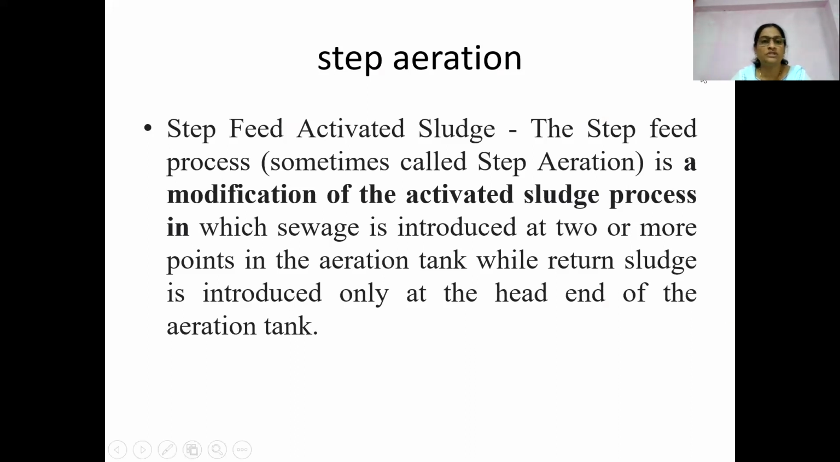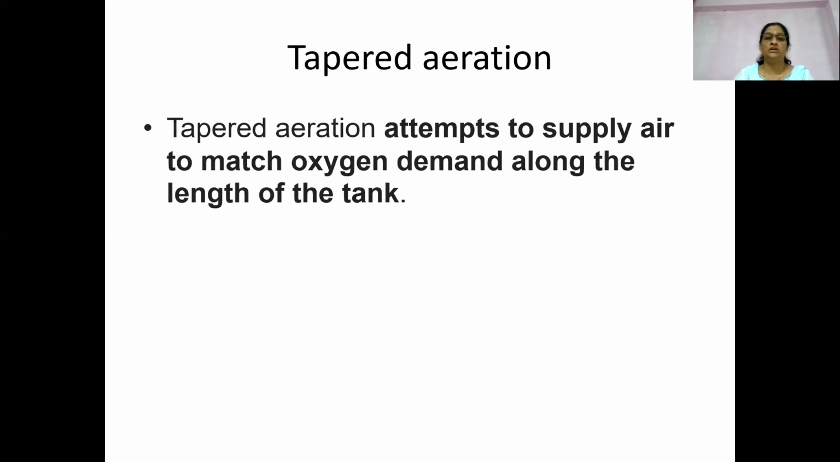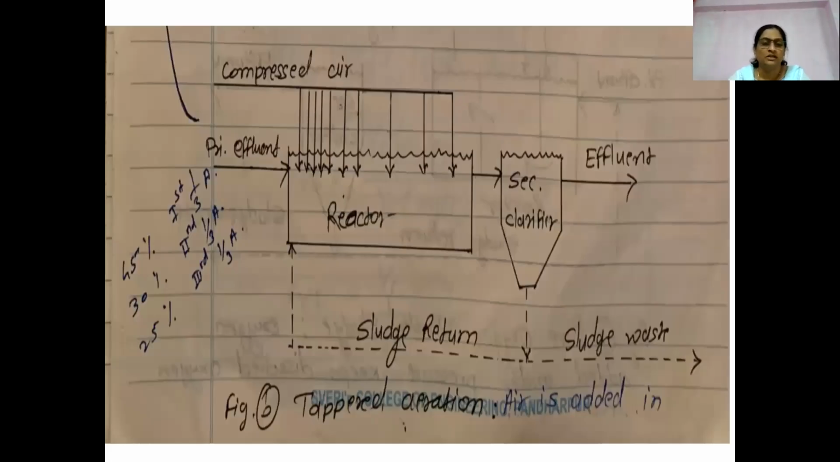So next one is the tapered aeration. The first one we have discussed is step aeration. The step aeration process is a modification of the activated sludge process in which sewage is introduced at 2 or more points in the aeration tank, while return sludge is introduced only at the head of the aeration tank. Now the tapered aeration. Tapered aeration attempts to supply air to match oxygen demand along the length of the tank. Very interesting process design. So look at the figure. This is the air and this is the return sludge.